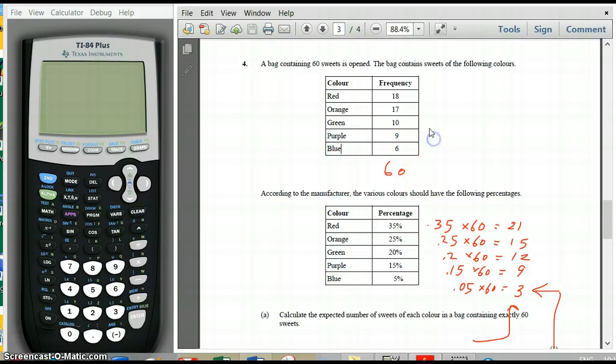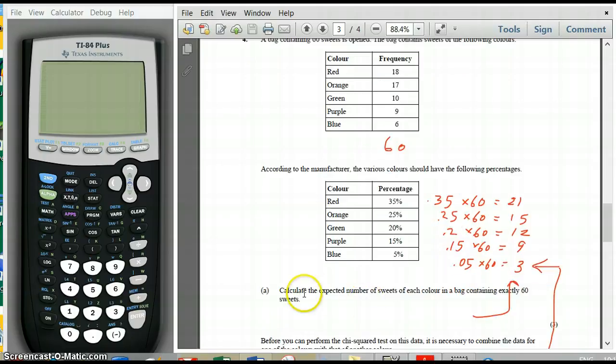Okay, so a bag of 60 sweets is open. The bag contains sweets of the following colors, and this is their distribution. So this is the observed distribution. Later it says, according to the manufacturer, the various colors should have the following percentages, and it gives percentages as to what the distribution should be. And so it says it should be 35% red, 25% orange, etc., 5% blue. Okay? And part A says, calculate the expected number of sweets of each color in a bag containing exactly 60 sweets.